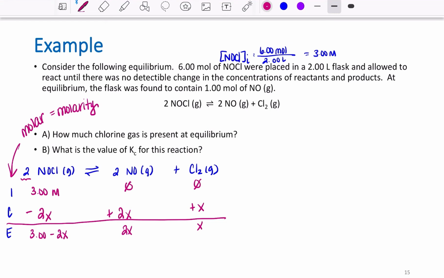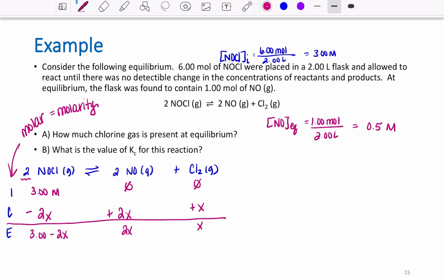Now what do I do? How am I going to figure this out, right? Well, I am told that at equilibrium I have 1 mole of NO. And I know it's in a 2-liter flask. So that's helping me. That tells me that NO at equilibrium, 1 divided by 2, is giving me 0.5. So I have 0.5 molar NO at equilibrium.